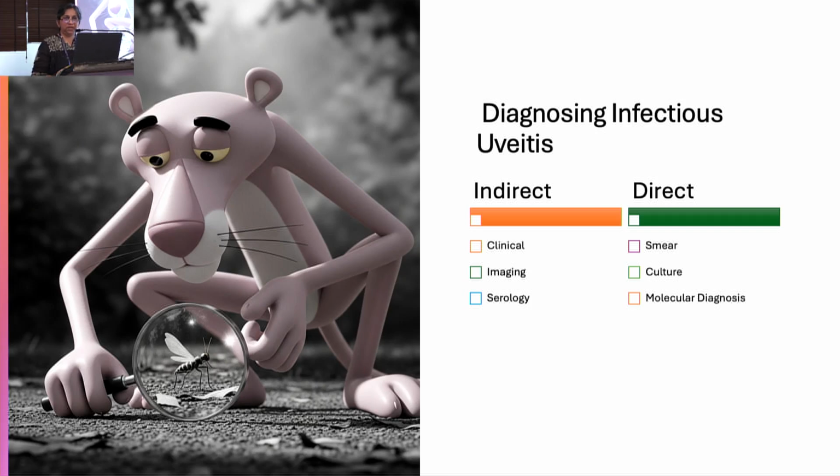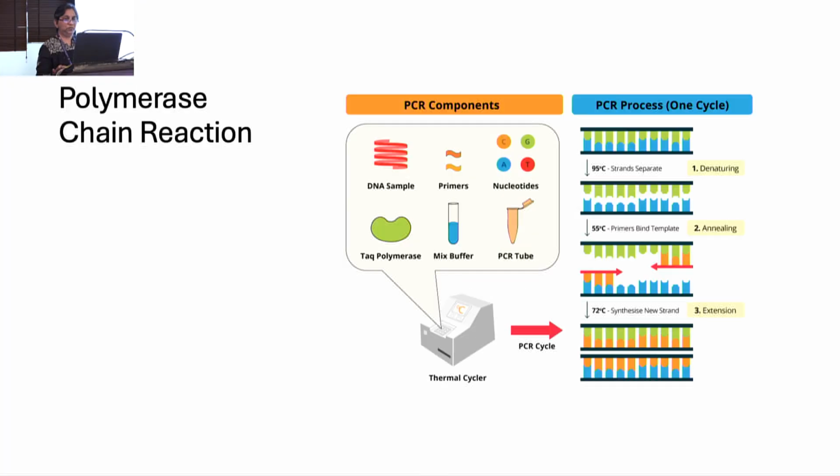And many of the organisms which cause uveitis, like viral and toxo, it's not very easy to culture. So then the next best thing is to identify the genetic material of the organism in the tissue by means of molecular diagnosis. So I just want to go through the types of molecular diagnosis that are available to us. The oldest of which is the polymerase chain reaction, or the PCR, which is very much currently in use.